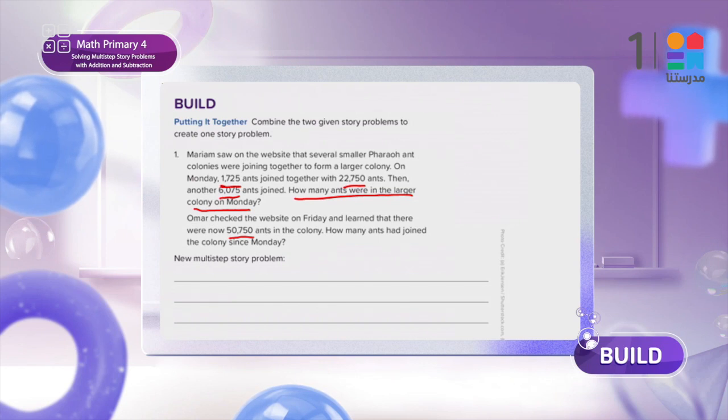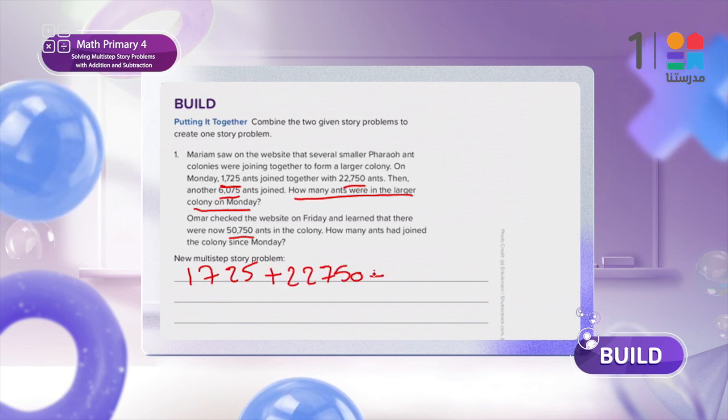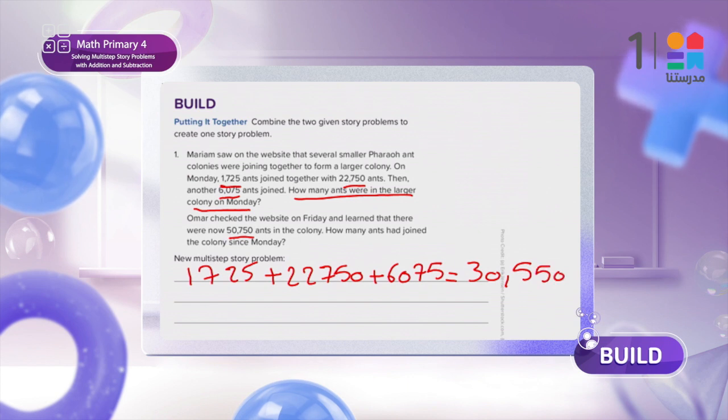Here is the number of ants inside the colony on Monday. What will I do? I will add three numbers: 1,725 plus 22,750 plus 6,075. If I add those three numbers, the answer will be 30,550, as you see here. And you should put the commas, okay?